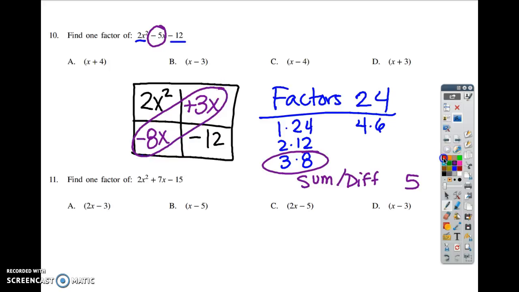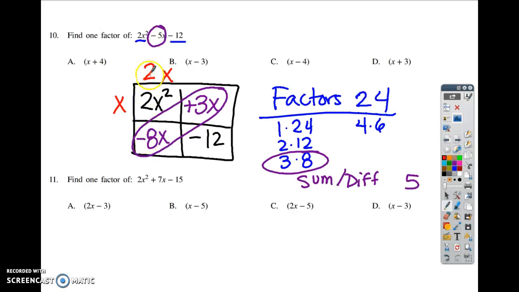Okay. And then on the outside, I know that this is going to be x and x, but one of those has to have a 2. So you look at 2 and 3. Can both of those be divided by 2? No. Then you look at 2 and negative 8. Can both of those be divided by 2? Yes. So the 2 goes up here.